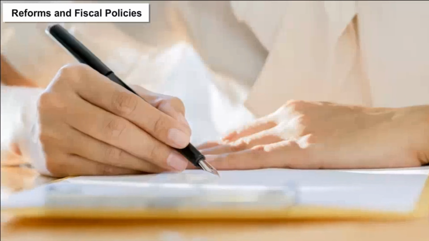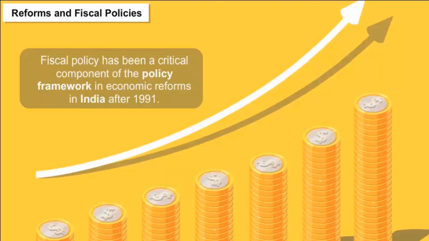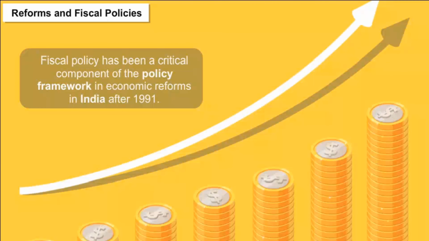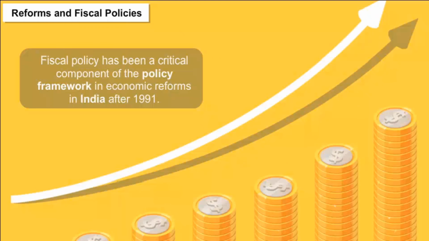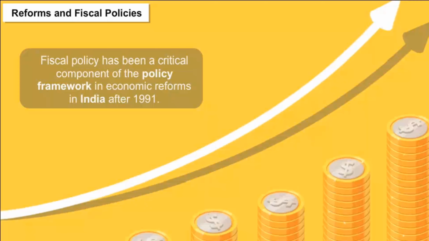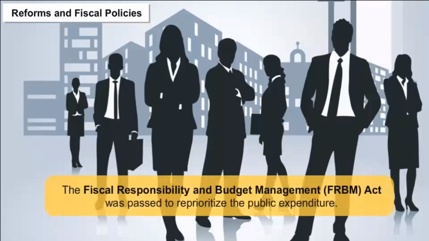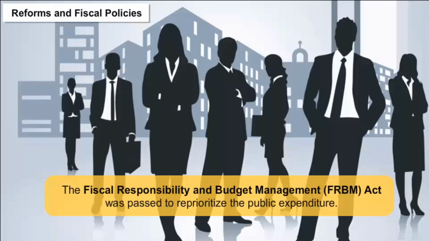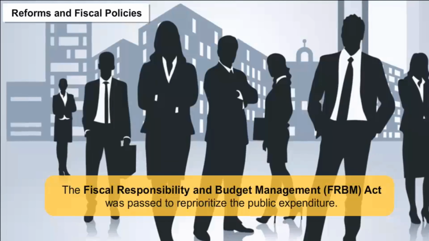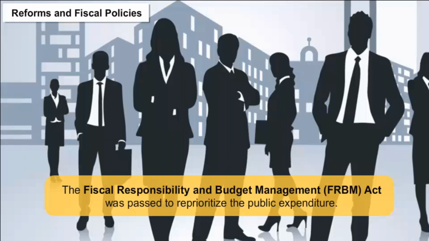Reforms and fiscal policies. Fiscal policy has been a critical component of the policy framework pursued since the initiation of economic reforms in India in 1991 to achieve the objectives of economic growth, price stability and equity. In 2004-2005, the Fiscal Responsibility and Budget Management (FRBM) Act was passed to reprioritize the public expenditure being aligned with the revenue-led strategy of fiscal consolidation.